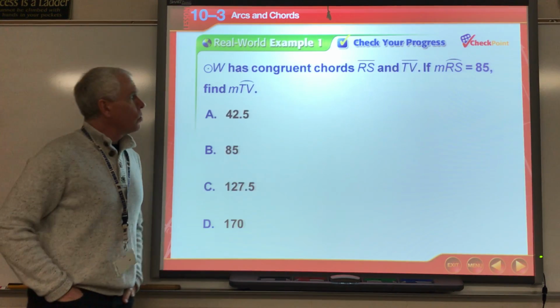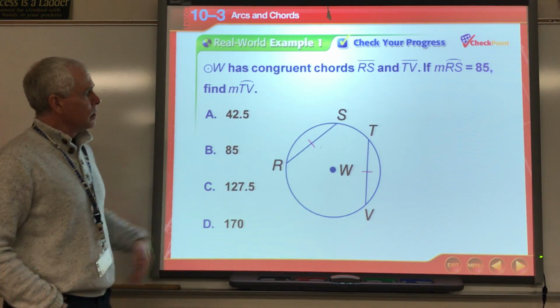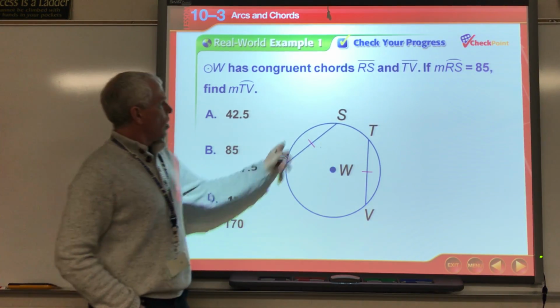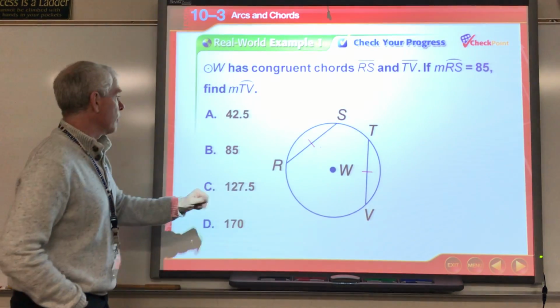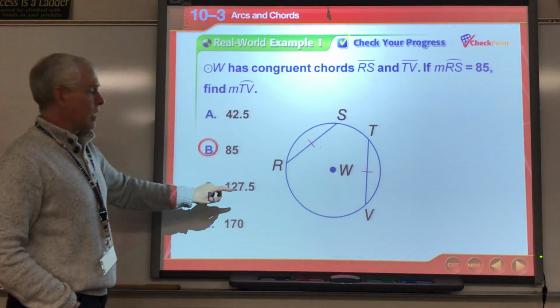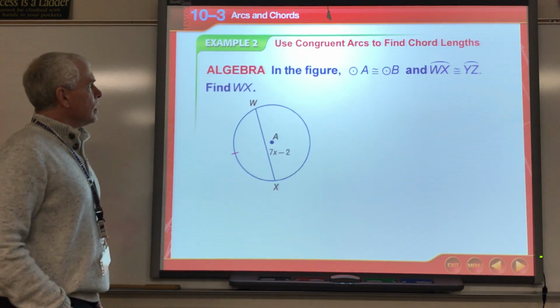All right, so what do you think, guys? Chords are congruent, RS is 85, TV's got to be 85, okay? No big deal, you guys are not going to have too much trouble with this stuff.